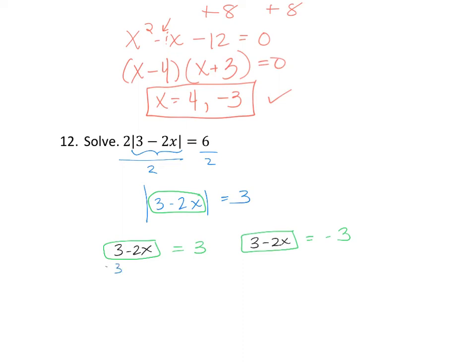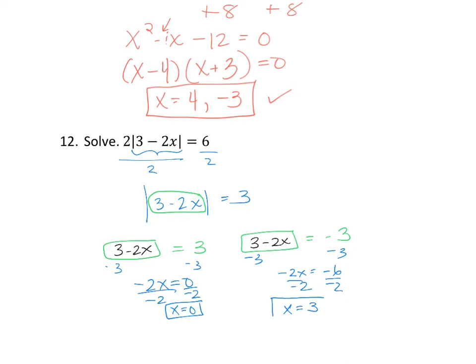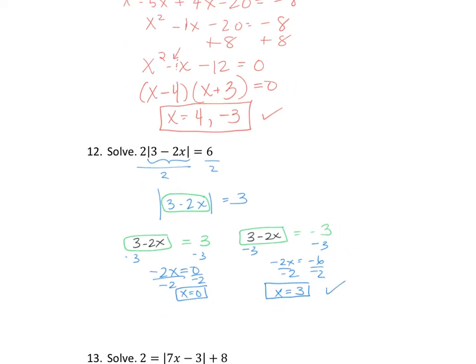We'll move the 3 over, move the 3 over. We get negative 2x equals 0. Divide by negative 2. We get x is 0. On the other side, move 3 over. Negative 2x equals, this time we get negative 6. Divide by negative 2. We get x equals positive 3. Again, you can check that both of those are right by plugging them back in.